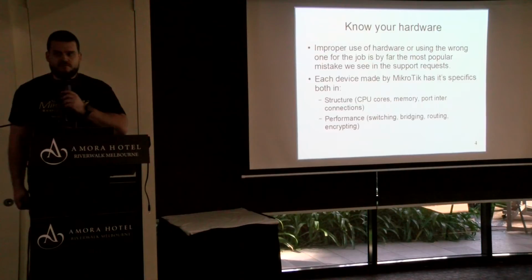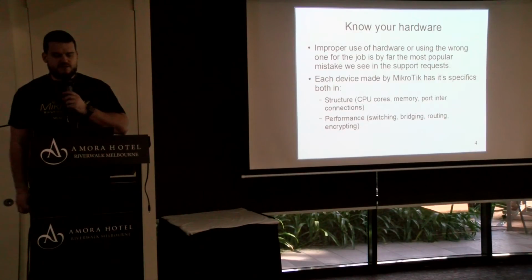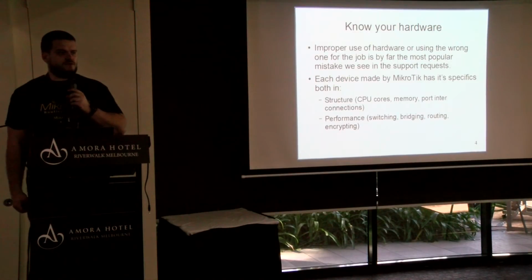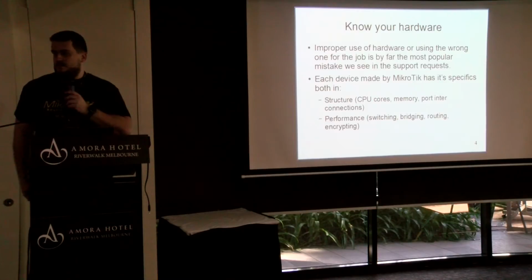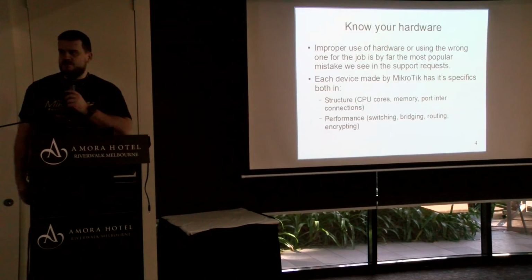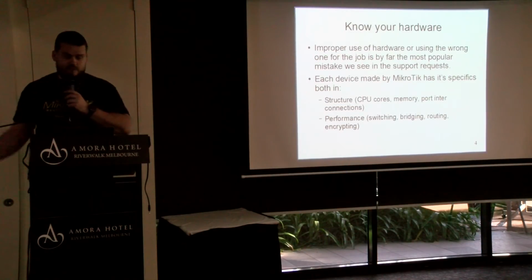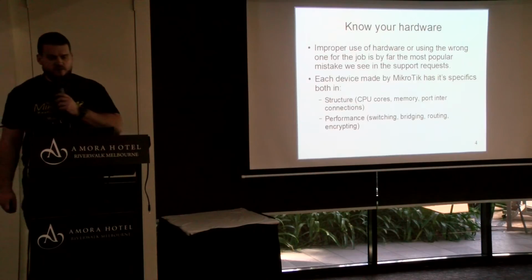Basically choosing the right hardware for the job is by far the most common mistake from the customers. We see everything, starting from guys using simple small boxes as 750 basically to run the BGP network, ending up with buying CCR 72 cores for home solution. So just two extremes, but that's what we get every day.